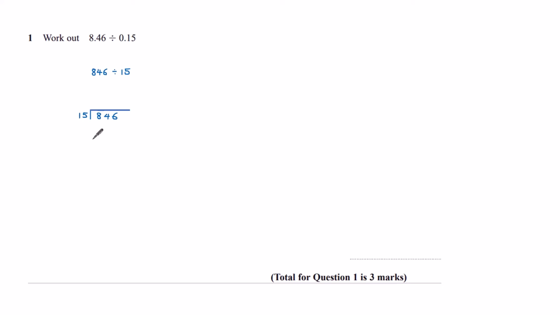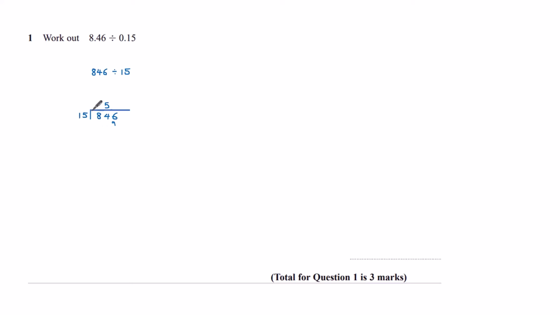So I want how many 15s go into 846. Of course none go into 8. How many 15s in 84? If I need to, I could write out my 15 times table, but I know that 6 15s are going to be 90 because 2 15s are going to be 30. And so 5 15s must go into 84, and that will actually, 5 times 15 is 75, so that will leave a remainder of 9.